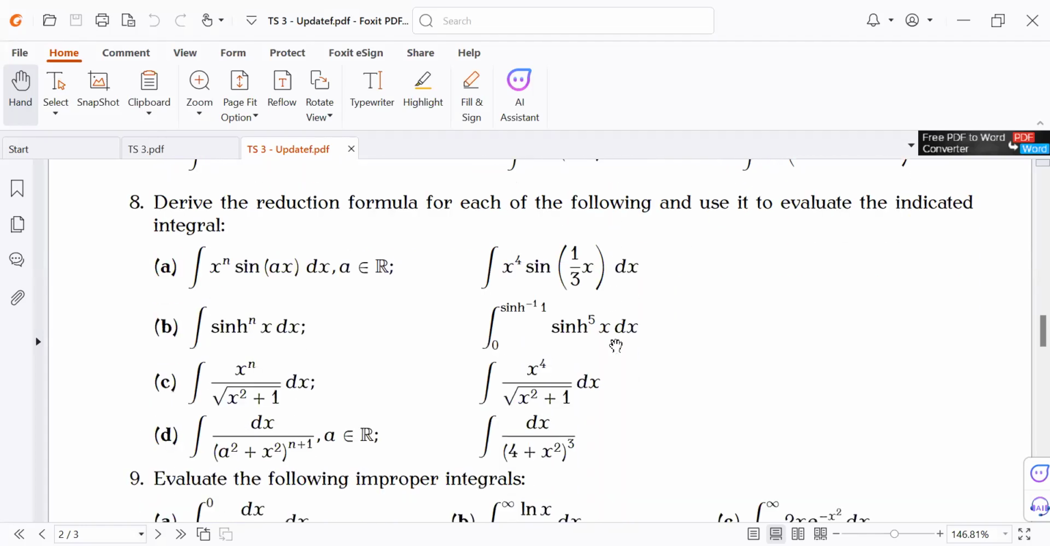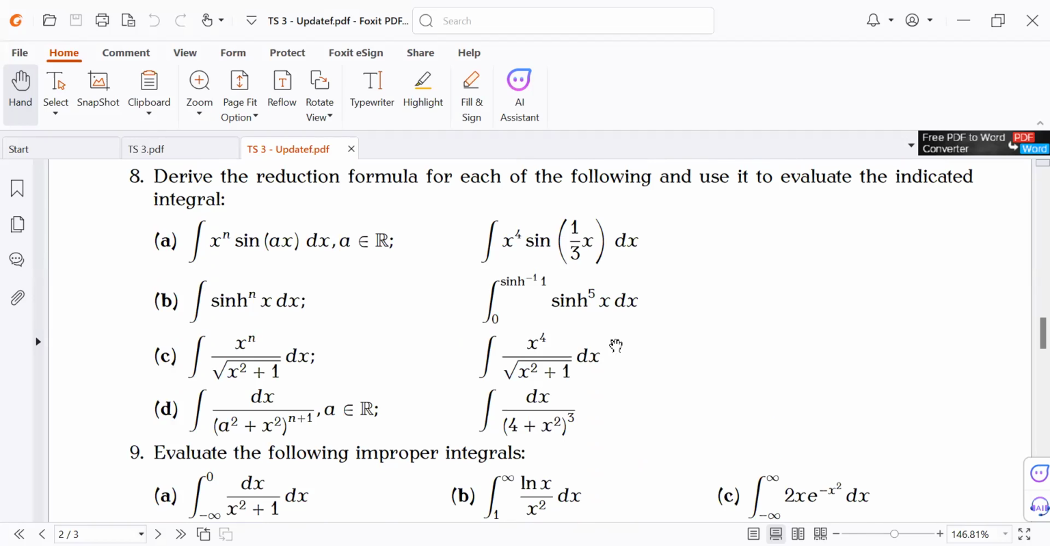Question 8 is here. Write the reduction formula for each of the following and use it to evaluate the indicated integral. So here we can do 1. Unless otherwise, we can do 2 or 1. Which one? The last two. Okay. We'll start with C.